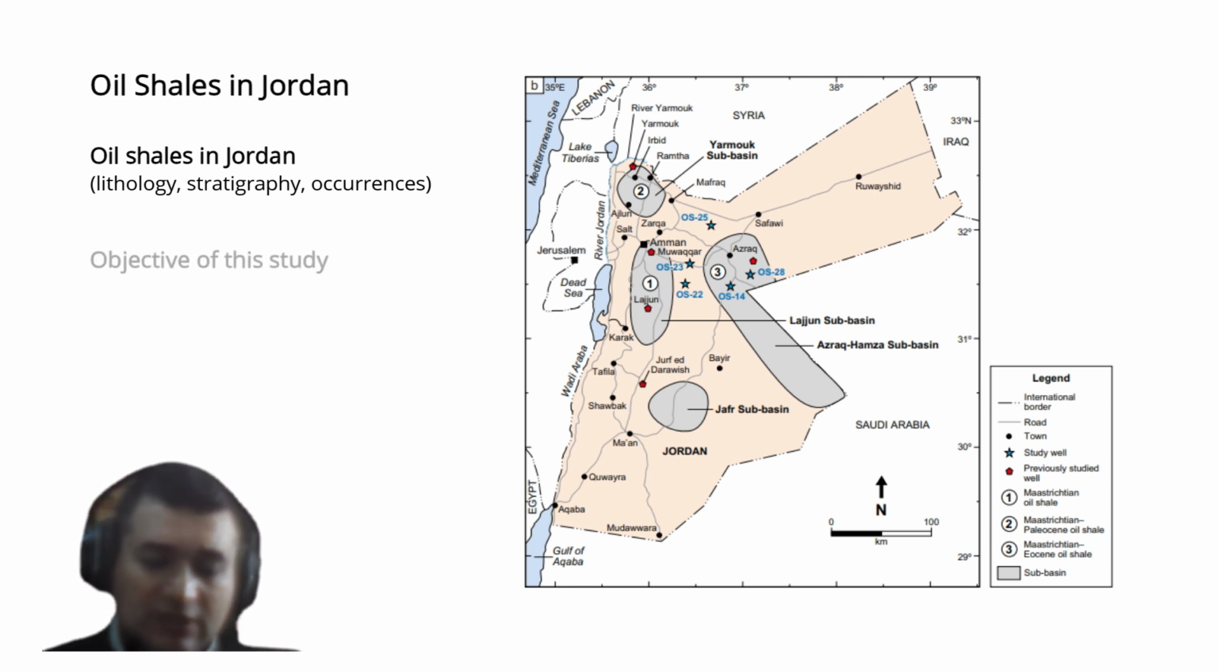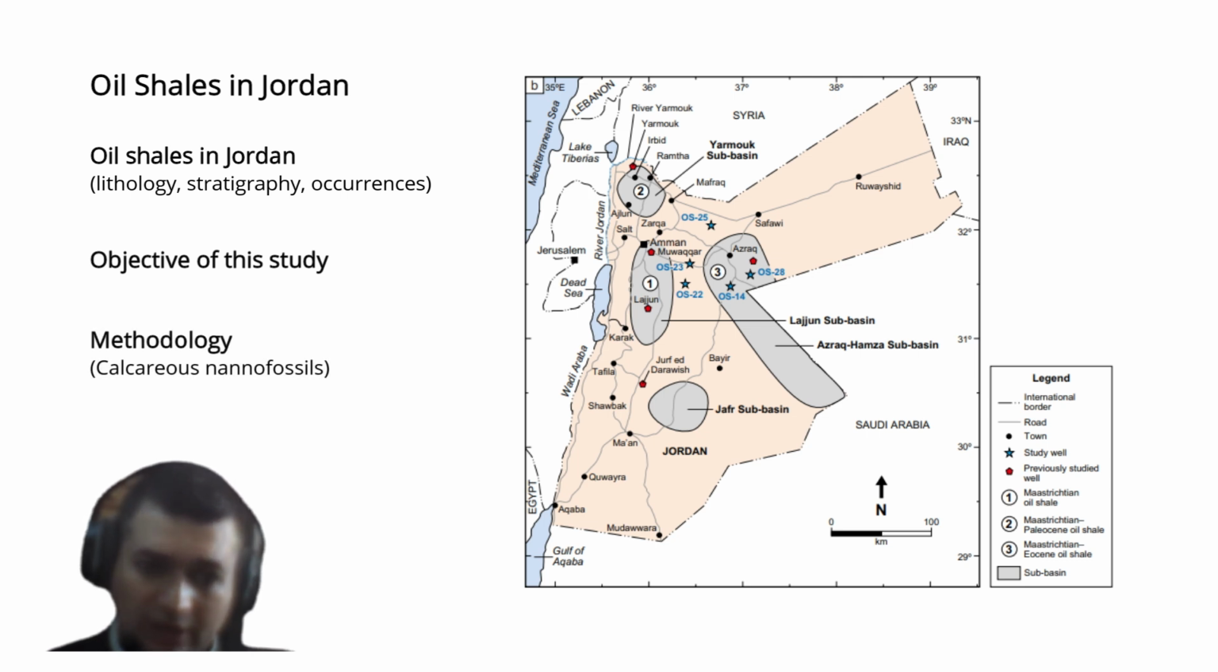The objective of this study is to understand the timing of the oil shale deposits. The first step is to build a framework of age that correlates all the oil shale horizons in Jordan. So we thought about the nanofossils. Also, by using the nanofossils, we can understand the paleo-depositional environment of the oil shales. So we used the calcareous nanofossils.